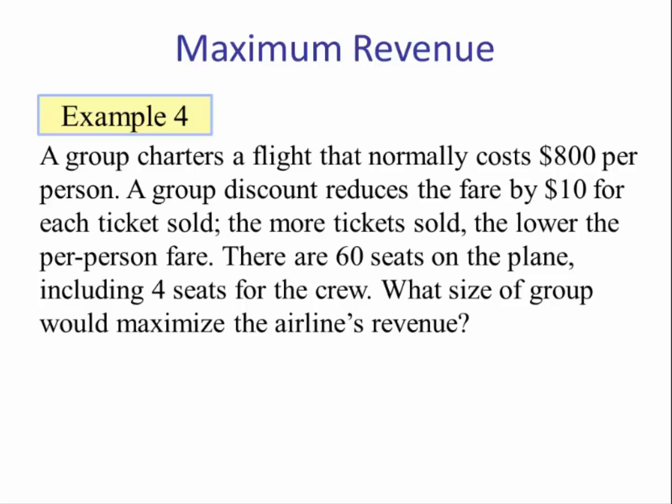Example 4. A group charters a flight that normally costs $800 per person. A group discount reduces the fare by $10 for each ticket sold. The more tickets sold, the lower the per person rate. There are 60 seats on the plane, including 4 seats for the crew. What is the size of the group that would maximize the airline's revenue?